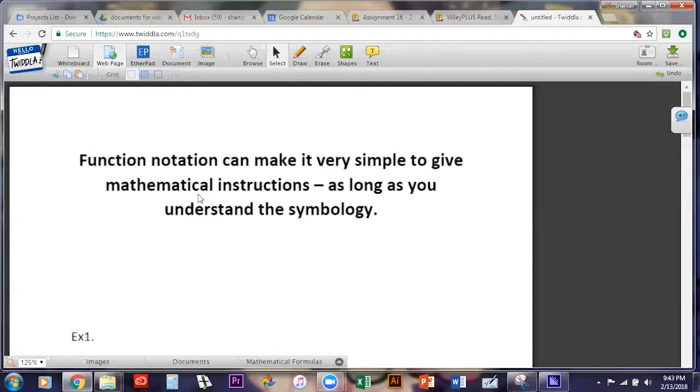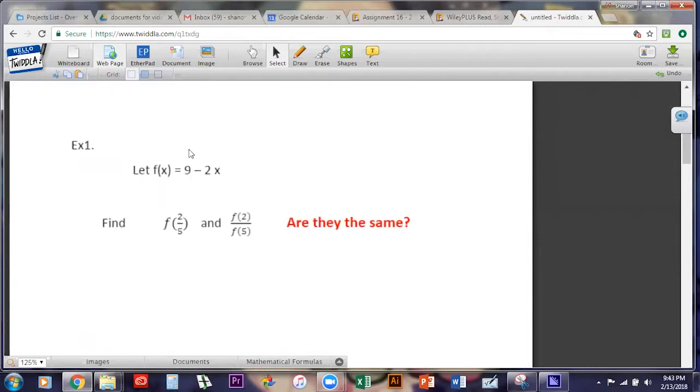So we're going to talk about function notation. Function notation can make it simple to express a lot of mathematical instructions and give a lot of mathematical information, but you have to understand the symbols we're using. It says let f of x equal 9 minus 2x. And then it asks us to do two different things. And I've asked you a question over here, are they the same?